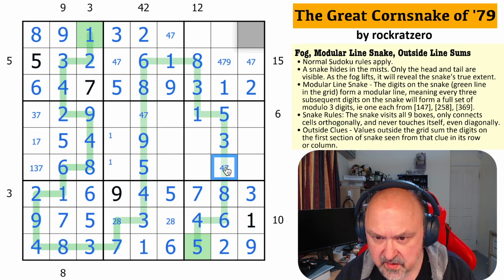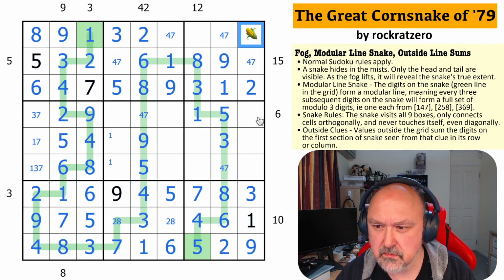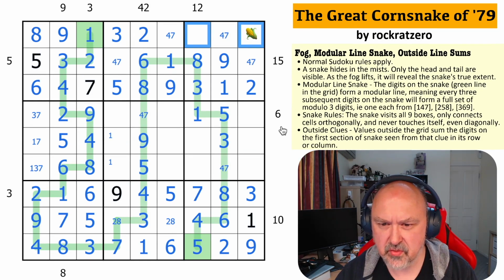Okay. But this column is still 1, 2, 3, 4, 7, and 9. So this is 4, 7, giving me a 4, 7 pair. This becomes the 9. Cornsnake. Okay, fine. Sure. There's corn in the corner.